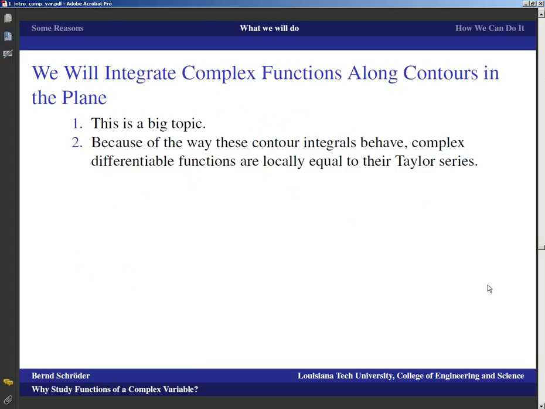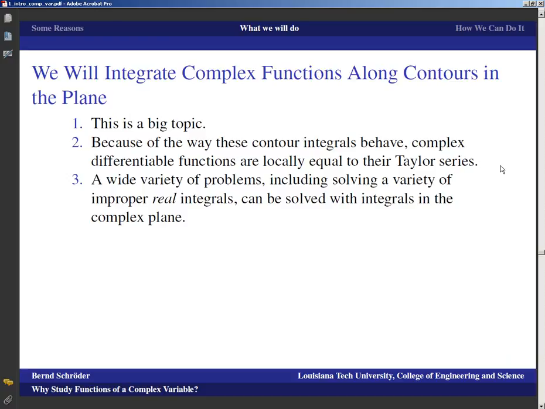And well, on one hand, on the theoretical side, because of the way these contour integrals behave, complex differentiable functions, so differentiable functions of a complex variable, are locally equal to their Taylor series, which is something that cannot be said for real differentiable functions. And a wide variety of problems, including a variety of improper real integrals, and that's really where the exclamation mark in this statement is, including a lot of real integrals, can be solved with integrals in the complex plane, and these problems cannot be solved any other way, which is very interesting.